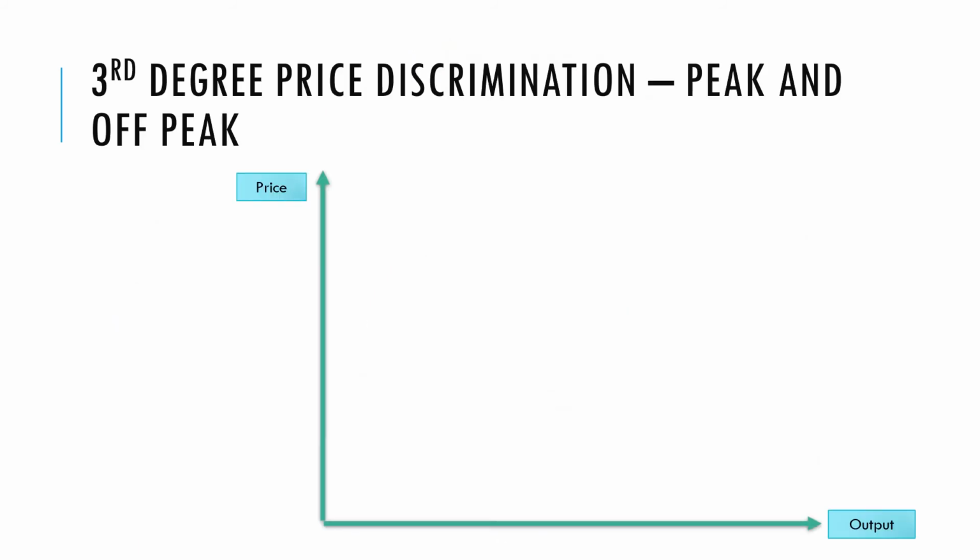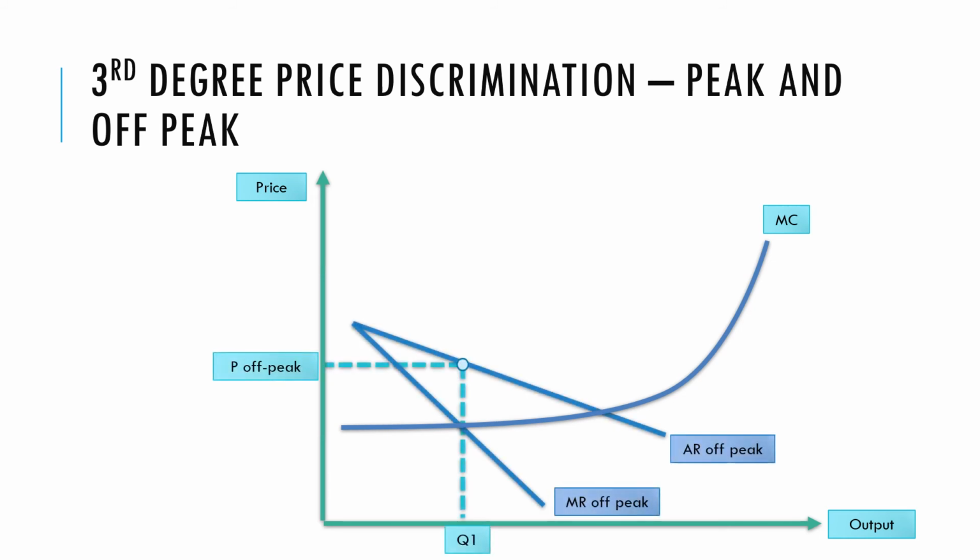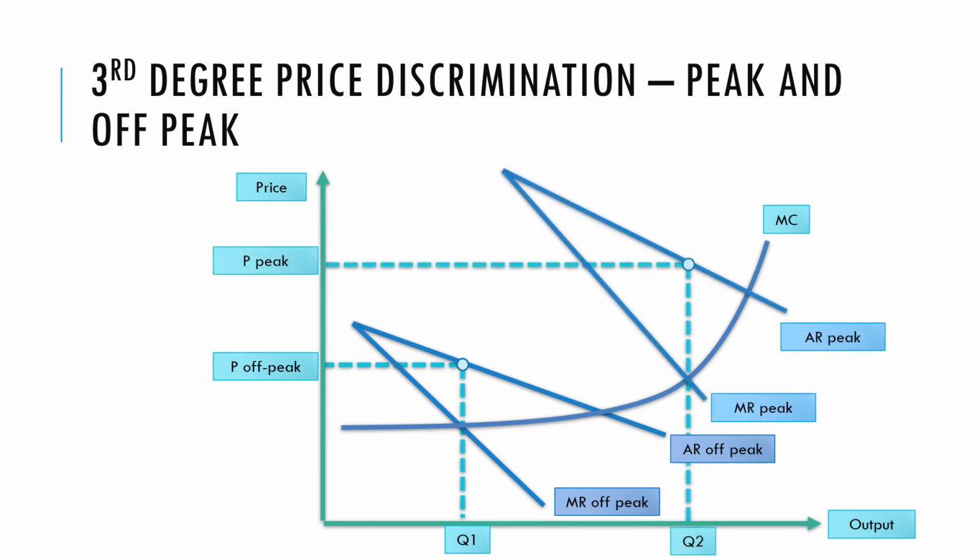If we just look at peak and off-peak, if we imagine this is our marginal cost curve, at off-peak times we might have lower levels of demand, and so we would charge a lower price, an off-peak price. At peak times we're likely to have a higher level of demand, so we're going to charge a higher price.